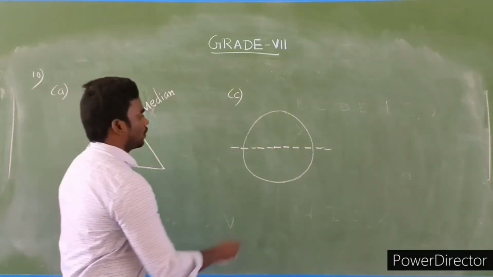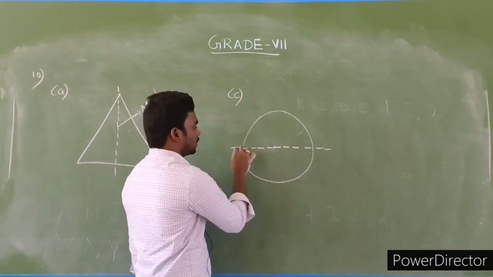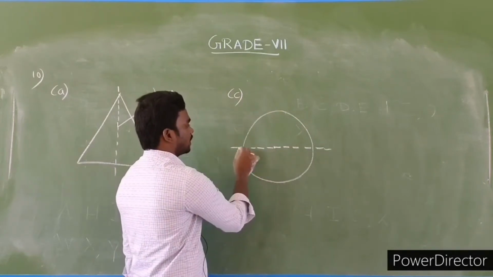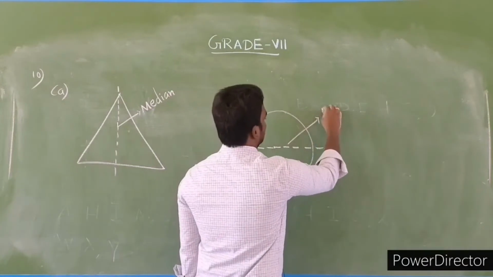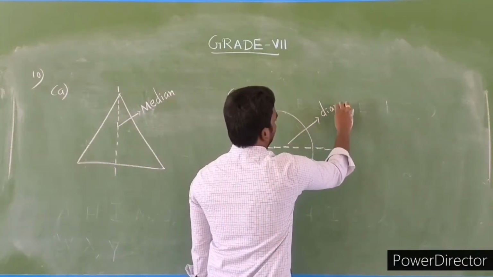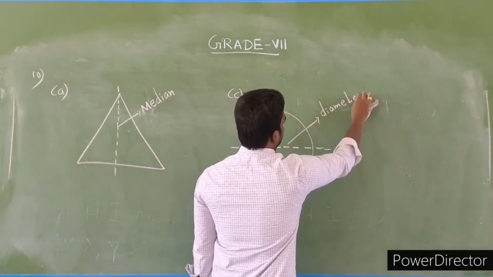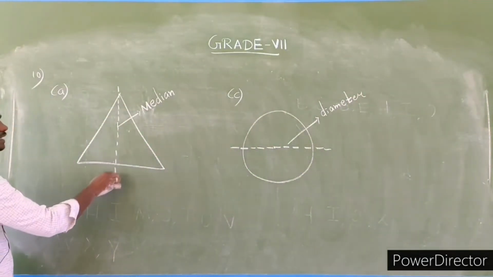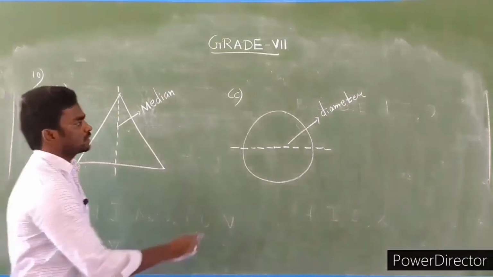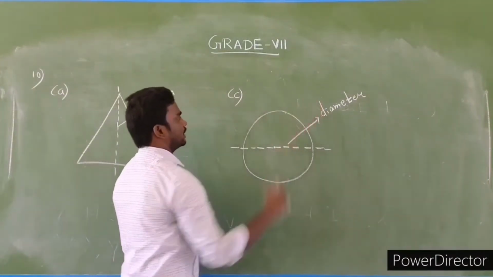Median. Then what is the line of symmetry for a circle? In a circle, the lines of symmetry pass through the center of the circle. So this line is called, what is that? Diameter. So the line of symmetry of an isosceles triangle is called median, and the line of symmetry of a circle is called diameter.